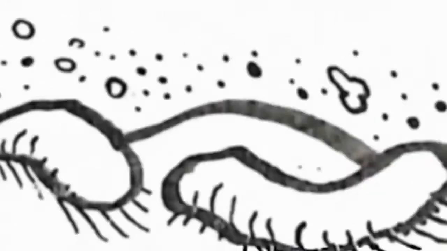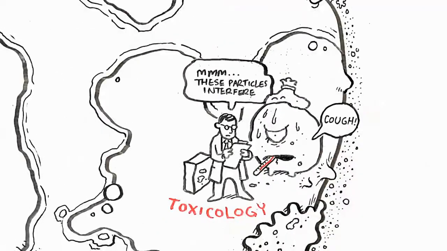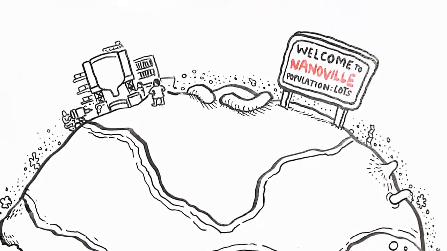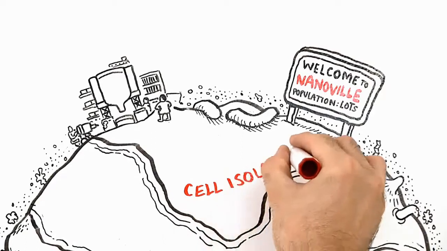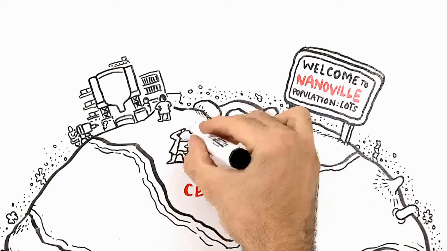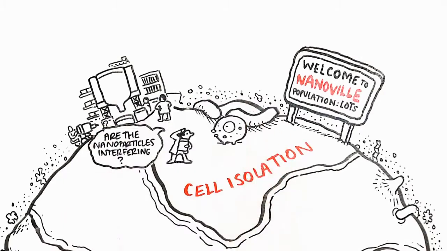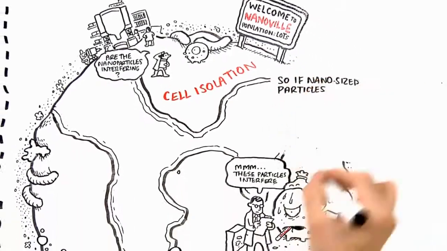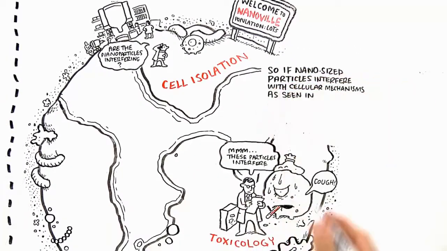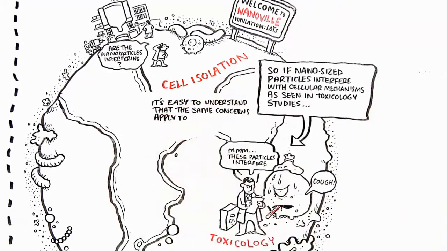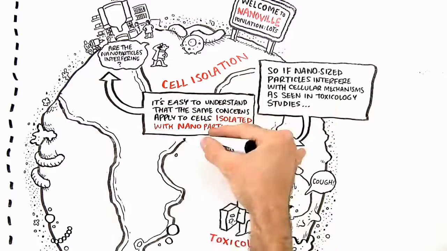So while toxicologists live on the nano-sized planet, they're in a different discipline than scientists doing all the cell isolation, which is like living on a different continent. But because the scientists doing cell isolation are in a different discipline and so remote, they keep using the nano-sized particle without being fully aware of what is happening on the toxicology continent. And so if nano-sized particles interfere with cellular mechanisms as seen in toxicology studies, then it's easy to understand that the same concerns also apply to cells isolated with nanoparticles.